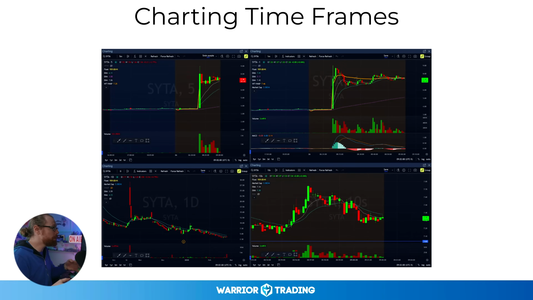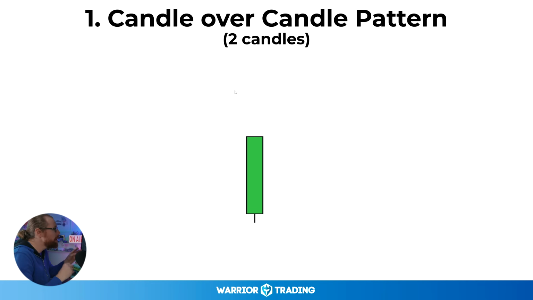Okay, so now you understand the anatomy of candlestick charts, the building blocks of the individual candlestick shapes, and to some degree the sentiment that these candlestick shapes communicate, and you understand the different charting timeframes. So now I'm going to start walking you through the first candlestick chart pattern that I want you to learn. This is called the candle over candle pattern. The way it's created is through two candles.